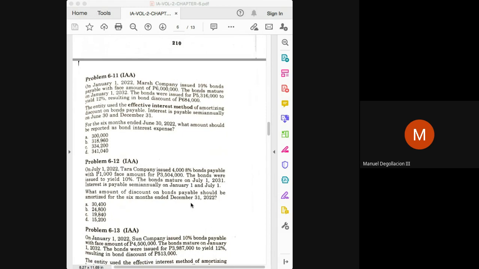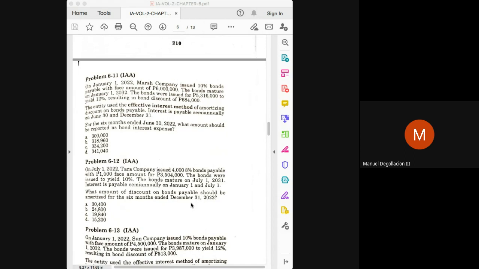But what is being highlighted here is the difference when the amortization is semi-annual or annual. So if this was an annual class, if the question is interest expense, as mentioned earlier, all we have to do would have been to multiply the previous carrying amount with the effective interest rate here. How much is the previous carrying amount? It's 5,316,000. That's the initial carrying amount.